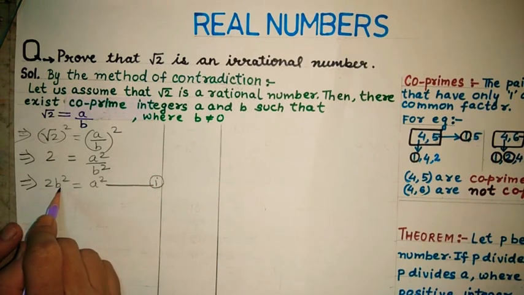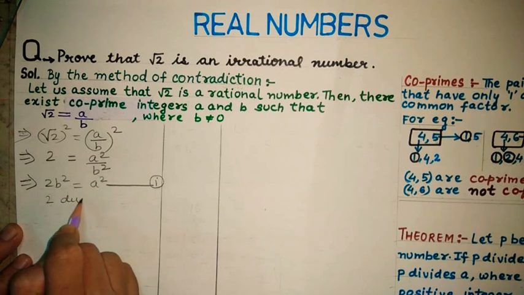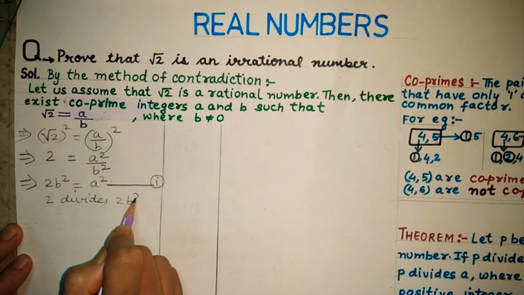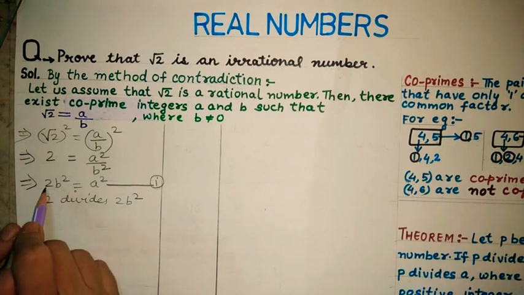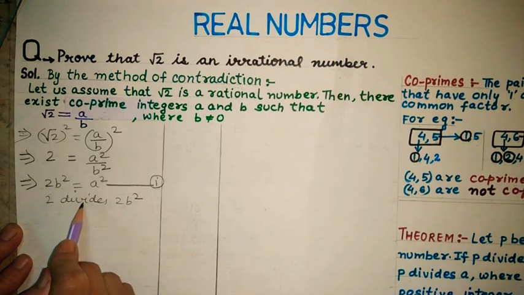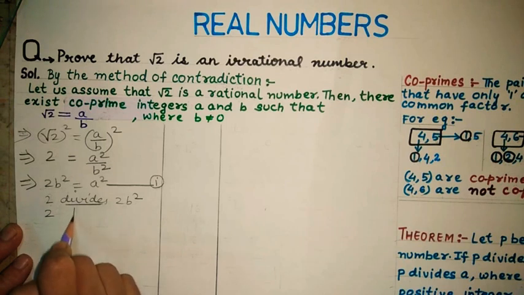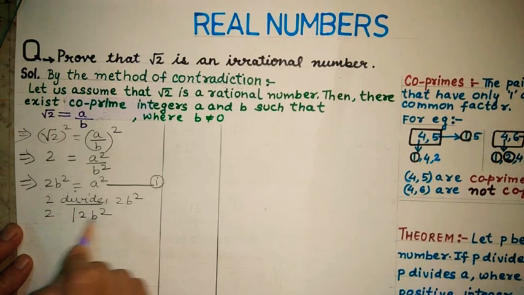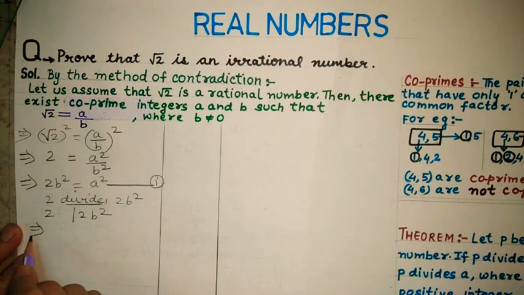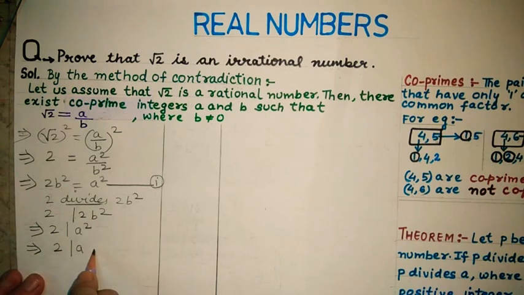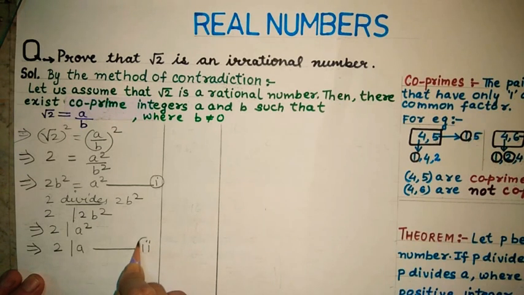Now 2b square means 2 divides 2b square, because 2 is attached here. 2 is a factor of 2b square. So we can write 2 divides 2b square. This divides can be replaced by this symbol. Now 2b square is equal to a square. So we can write 2 divides a square, which implies that 2 divides a. This is our second result.